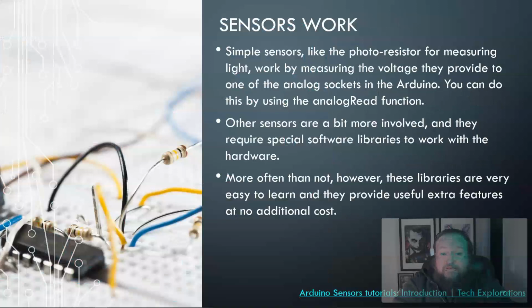So simple sensors like the photoresistor that we went through last time, which helped you measure levels of light, work by measuring the voltage that's provided by one analog socket in the Arduino, so one analog pin. You can do this by just calling the analog read function and having some kind of delay in between the actual reads and taking a sample from that signal as it comes in. But that's one sensor. As you add more complexity, you ask, how many is it going to take to actually read? What extra libraries and time is this going to actually take?